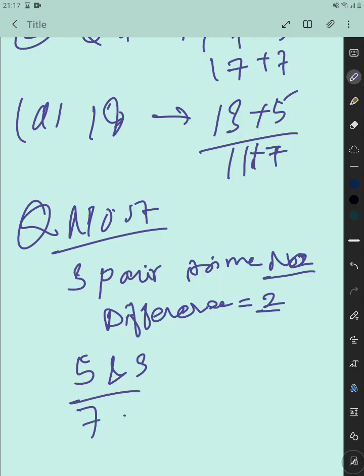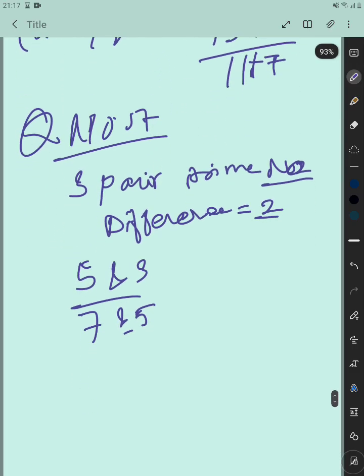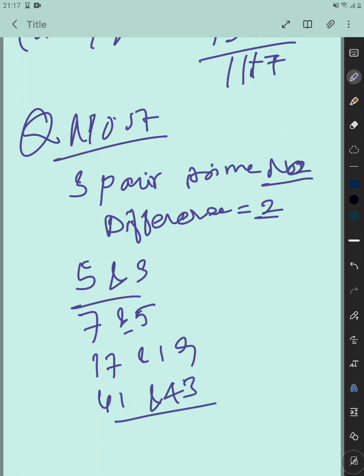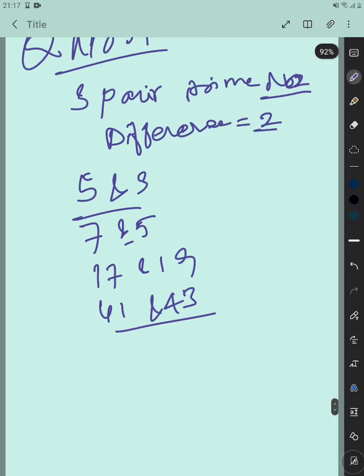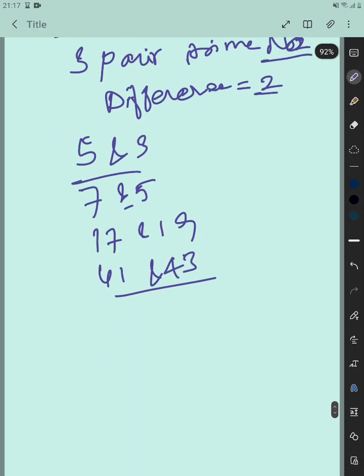Take 7 and 5. Okay, and we can take 17 and 19. Other numbers can be 41 and 43. So there can be many pairs. We have written 4 pairs, you can write it yourself.